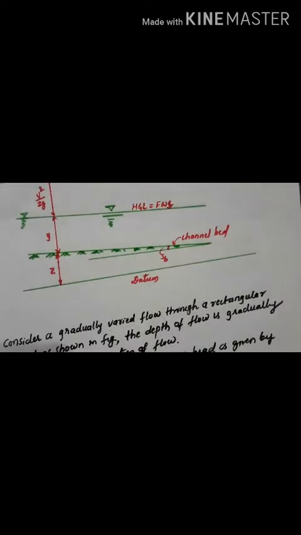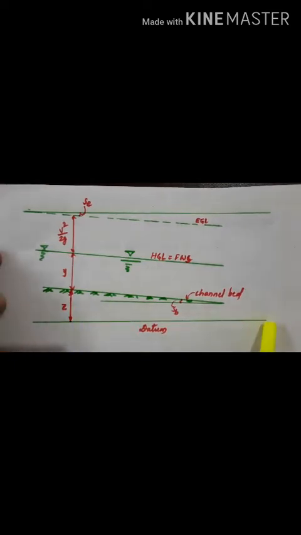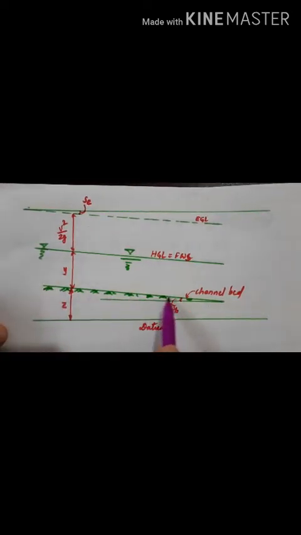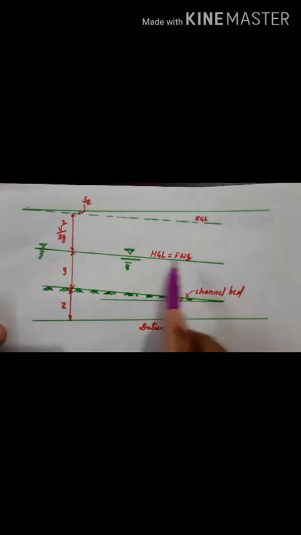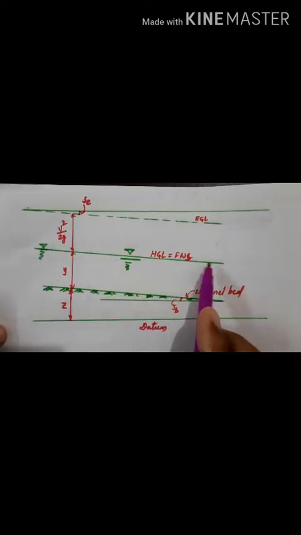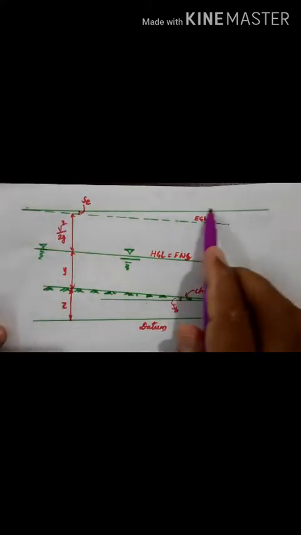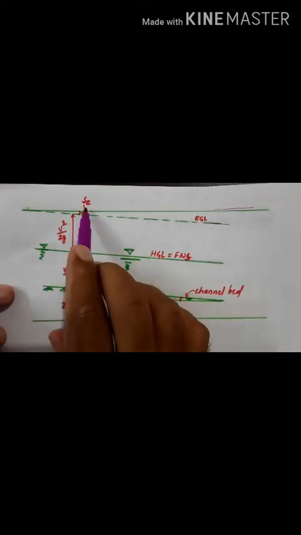So let us consider the gradually varied flow, and let us consider this channel. This line is the datum line, and this is the channel bed. It is making an angle, and the slope of the channel bed is SB. This is the free surface of water. Then the energy gradient line is drawn here, and the slope of the energy gradient line is SE.